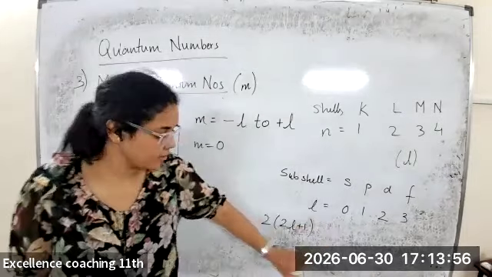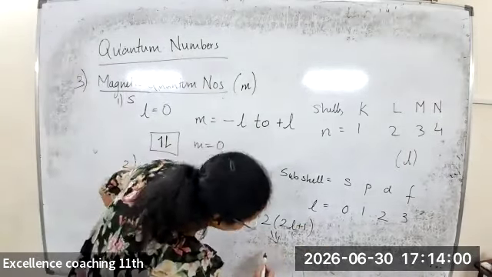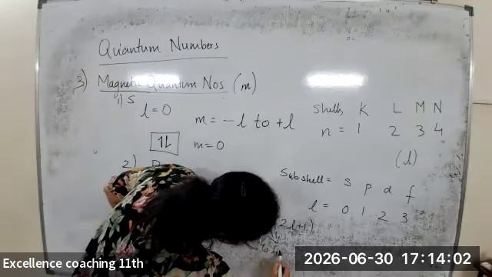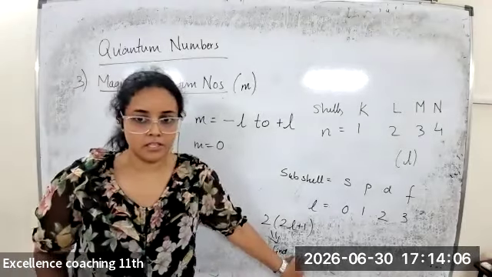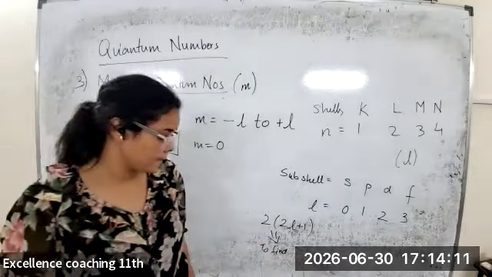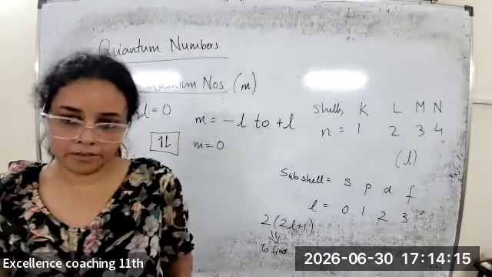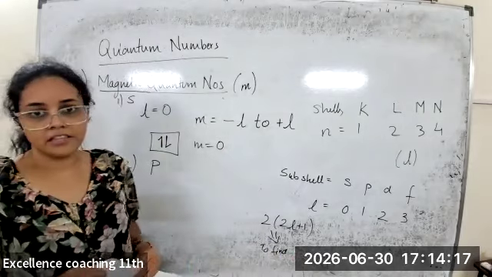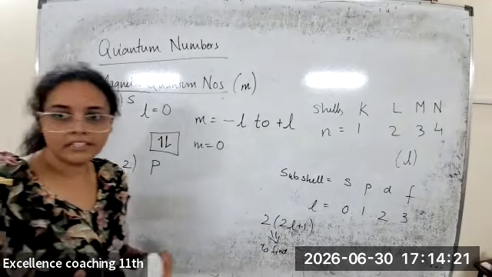Once you are done with this, you can write this formula. Just write: to find the number of electrons present in the subshell. Basically, this formula is used to find the number of electrons which are present in the subshell. Done?